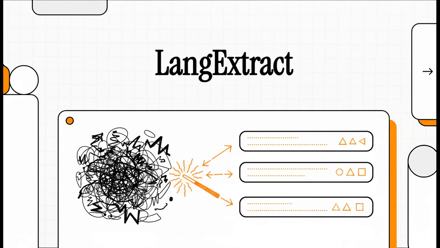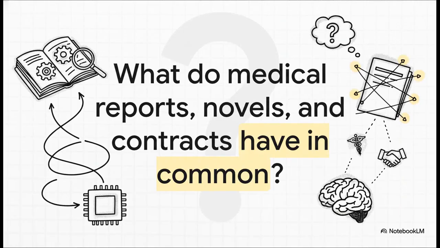Hey everyone, today we're going to talk about something really cool, a tool that's basically a magician for text. It takes all that messy, chaotic, unstructured information and transforms it into something perfectly organized and actually useful. So, let me start with a question for you. What could a medical report, a legal contract, and a classic novel possibly have in common?